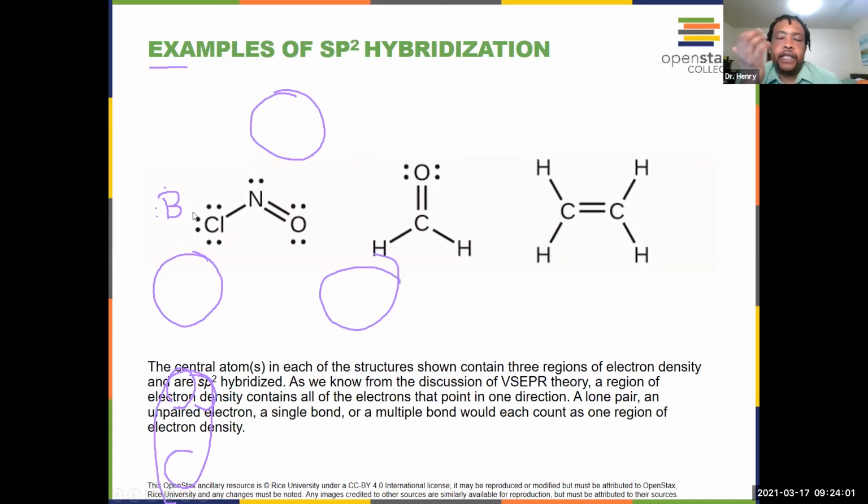So these are just basically examples of some sp2 hybridization. So in this case, you have that sigma bond. So you'll have a sigma bond here, and a sigma bond here. This guy would be a pi bond. So that one is going to be a little different.